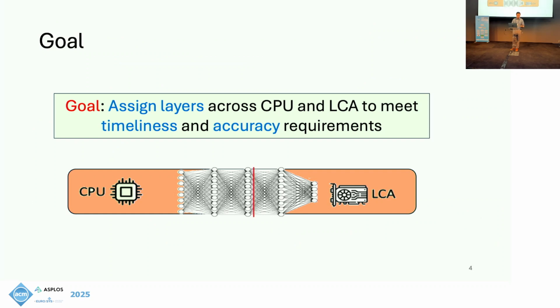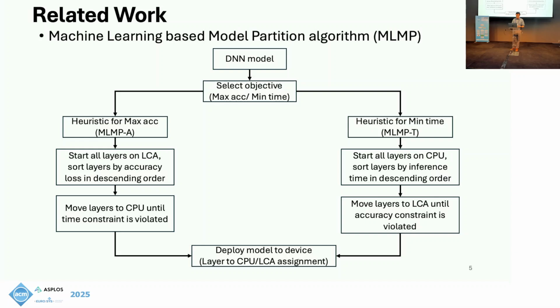So the goal of this work is to assign layers across CPU and LCA in order to meet the timeliness and accuracy requirements. The machine learning-based model partitioning algorithm, or what is called MLMP, is a static model partitioning method that uses heuristics to either maximize accuracy, which is MLMPA, the heuristic for maximizing accuracy, or to minimize latency, MLMPT, the heuristic for minimizing the time.